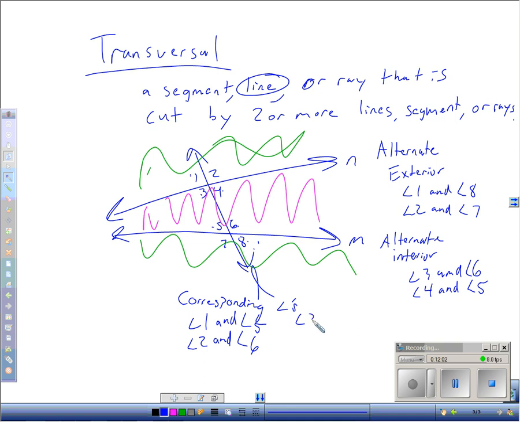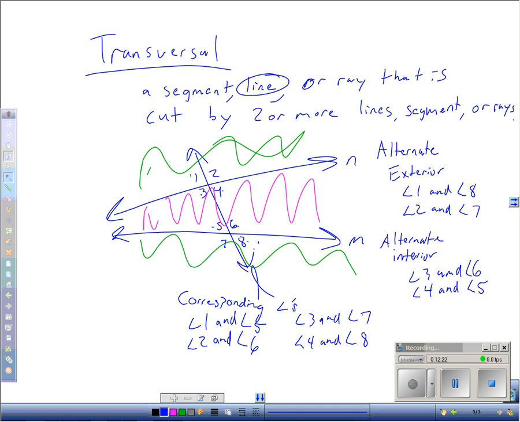Angle 3 and angle 7, and angle 4 and angle 8. So those are my corresponding.